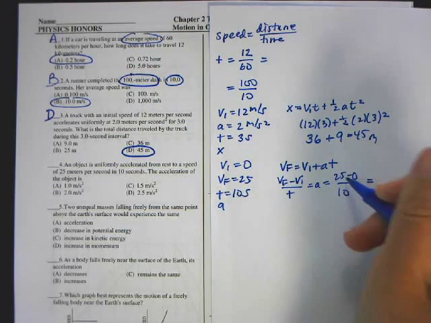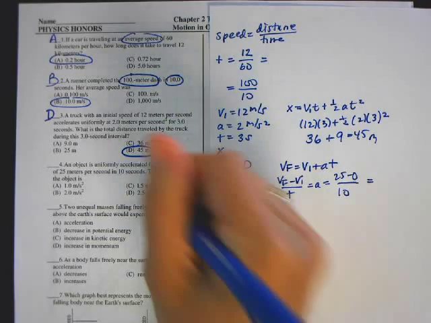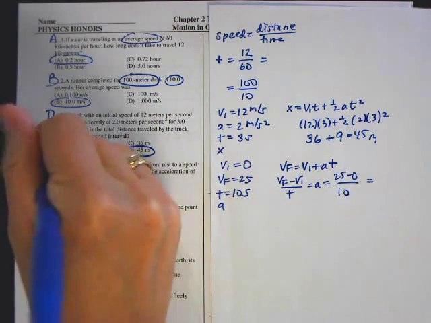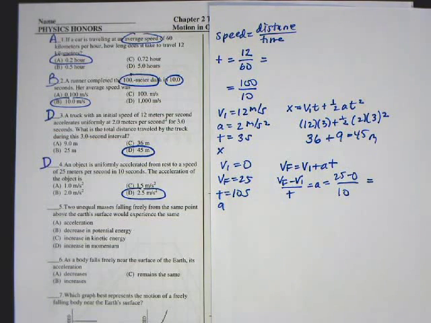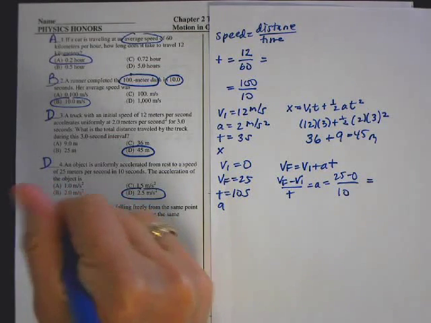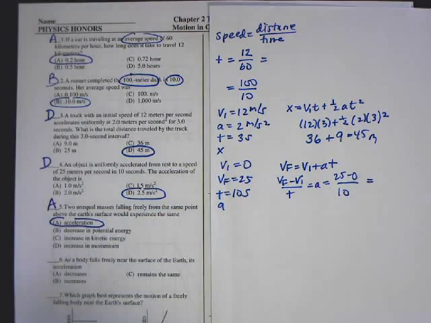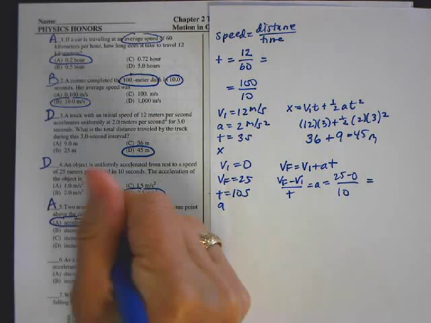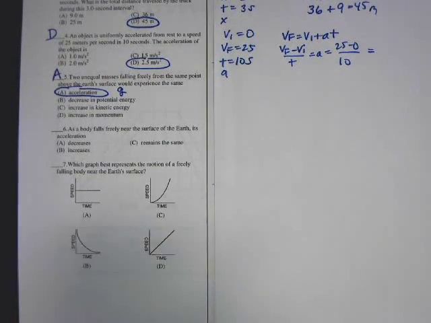Number 5, 2 unequal masses falling freely from the same point above the Earth's surface would experience the same acceleration. Remember, it's the acceleration due to gravity, negative 9.8 meters per second squared. That's a little g. Number 6, as a body falls freely near the surface of the Earth, its acceleration remains the same. Again, that's little g. And we saw the video on the moon with the feather and the hammer.